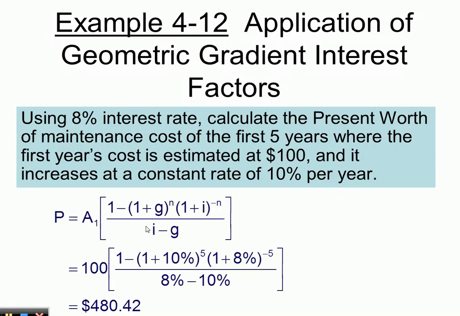And in fact, we're using this formula. And what is our A1? A1 is the first year's cost, and that's estimated to be $100. So that's exactly what we're plugging in. We're plugging in 100. We're plugging in G equals 10% because it says the first year's cost increases at a constant rate of 10% per year. And then I is the interest rate. It's 8%. 8 right here, and right here also 8. And plugging this all in, computing these values, we're going to get $480.42. Alright, that was an example of geometric gradient.